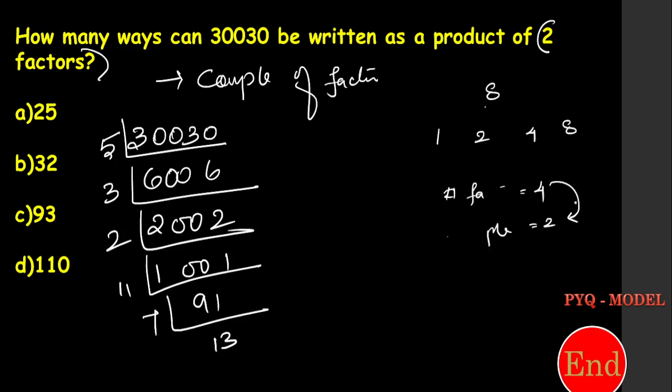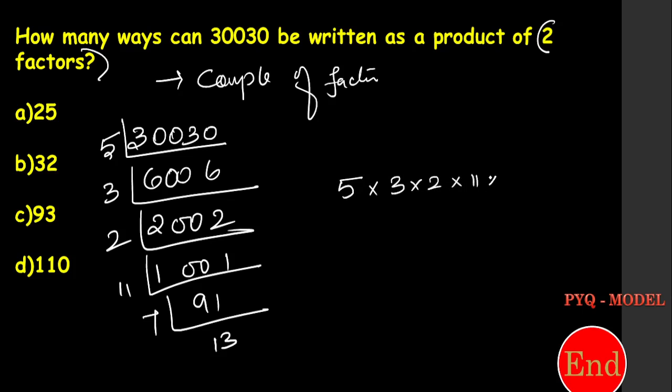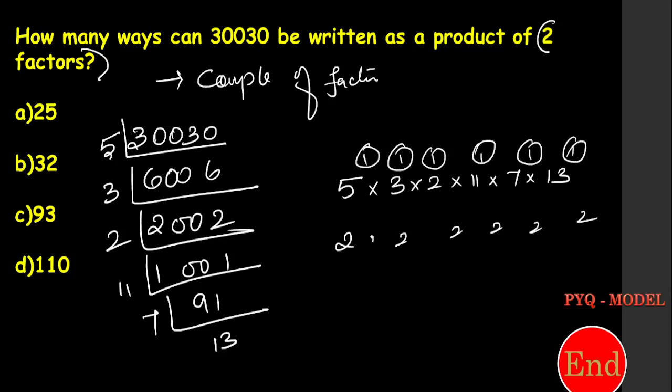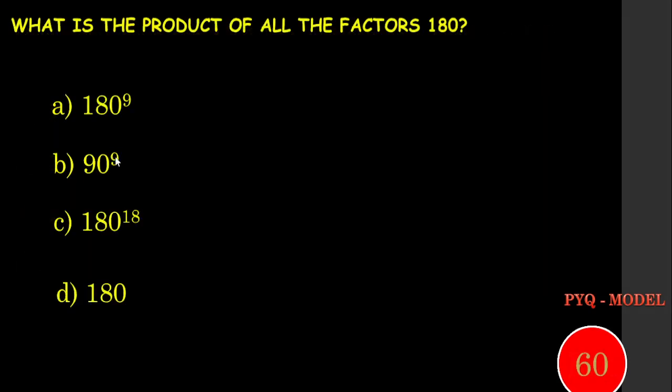That's it. Now look at this. Prime factors are 5 times, 3 times, 2 times, 11 times, 7 times, 13 times. I want only power values, everything is only 1 time. So add 1 with each: 2, 2, 2, 2, 2, 2, so 2 power 6, 64. But couples of factors means half of that, that is 32. 32 is the right answer. Is it clear? Next question. Solve this.